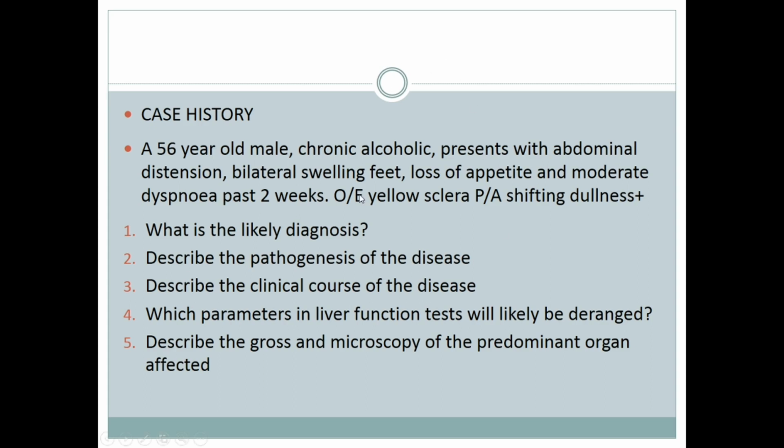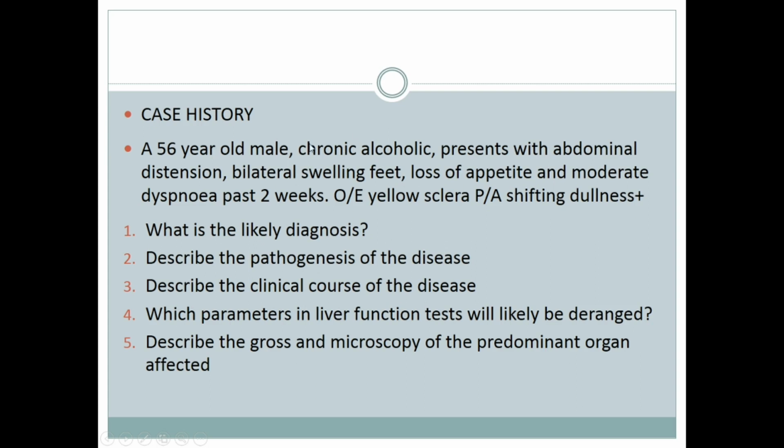So here we have a case history of a 56-year-old male who's a chronic alcoholic. He presents with abdominal distension, bilateral swelling of feet, loss of appetite, moderate dyspnea past 2 weeks. Remember, each of these words are extremely important. 56-year-old male, okay, chronic alcoholic, very, very important. Abdominal distension, again important. Bilateral swelling of feet. All these lead to what?